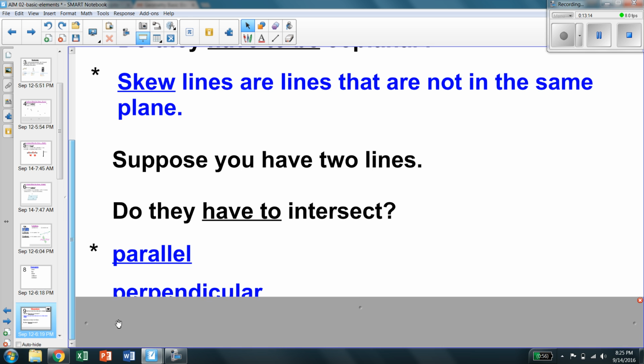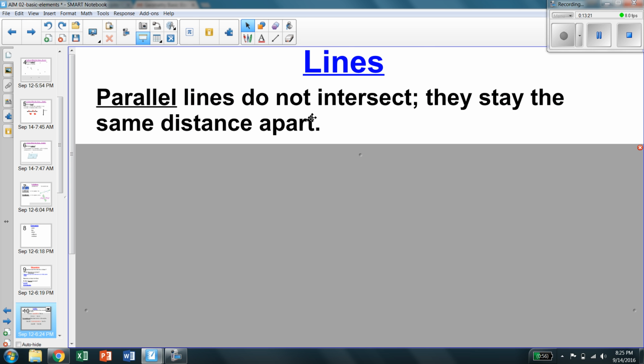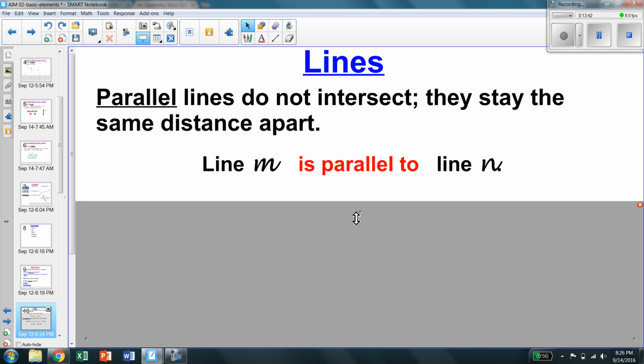Perpendicular, we'll get to in a little bit. That's when two lines intersect in a special way. Okay, so parallel lines don't intersect, they stay the same distance apart. Think of the two yellow lines in the middle of a highway. All right, it's a straight stretch of highway. Those lines don't intersect. I mean, that might be a problem if they did, but they don't. They run side by side forever. Those are parallel lines, okay?